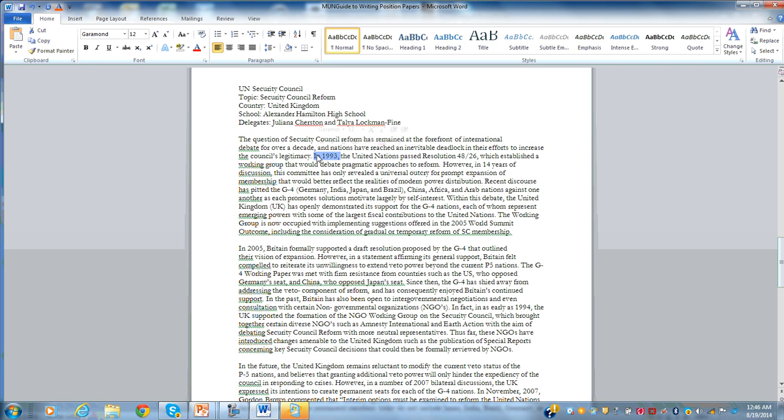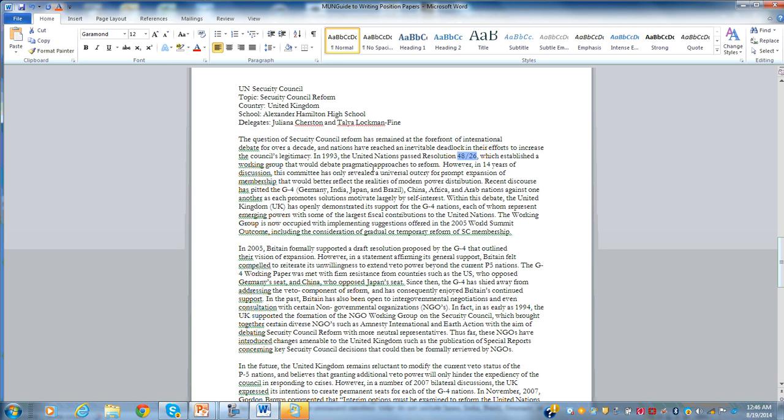I see this as a strength that there's a date and then a specific resolution cited. I think that if resolutions are mentioned in your topic guide, then you want to put those facts with the specific numbers of the resolutions into your position paper.